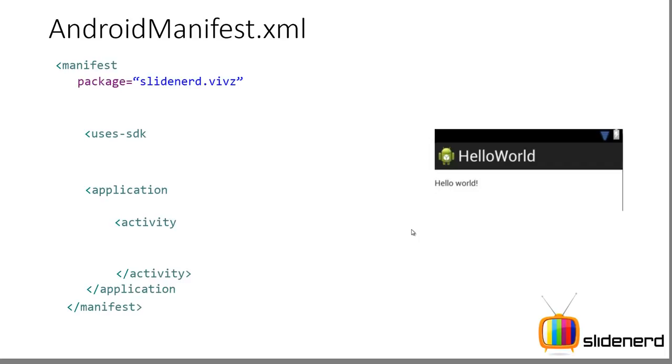So first, talking about manifest, you have your package. You take which package you have your code deployed in. If you remember, your Java class files and .java files are placed inside packages, and that's exactly what follows in Android too.